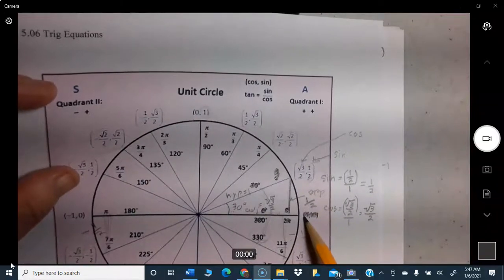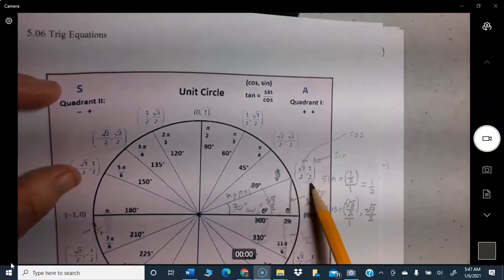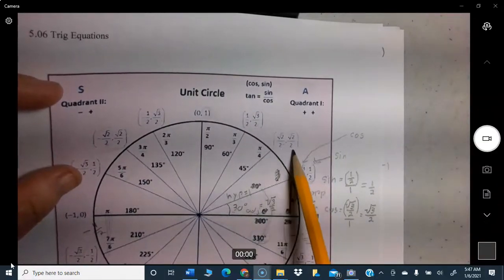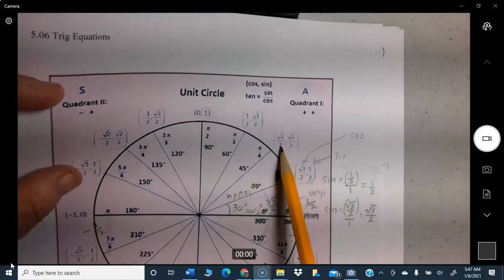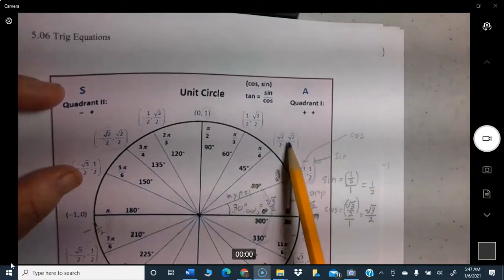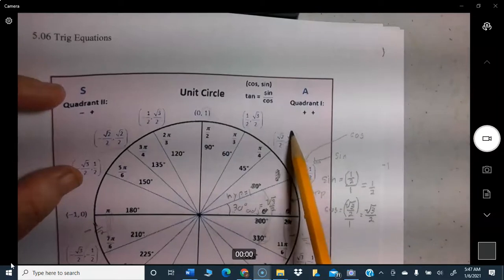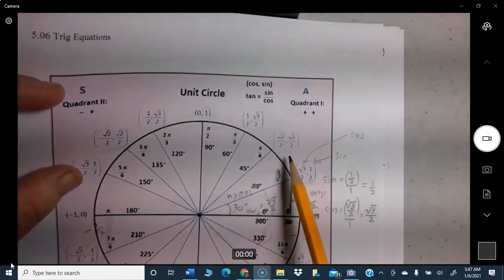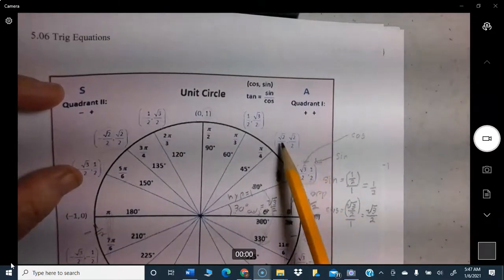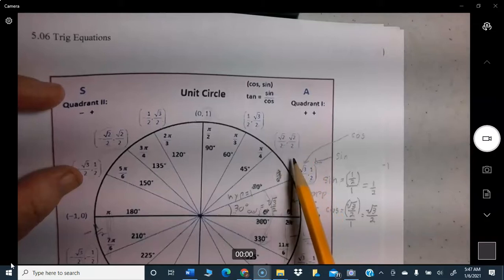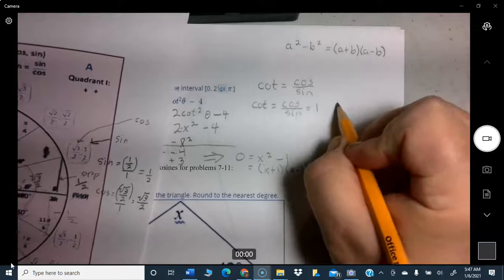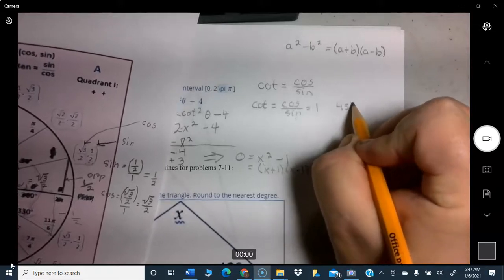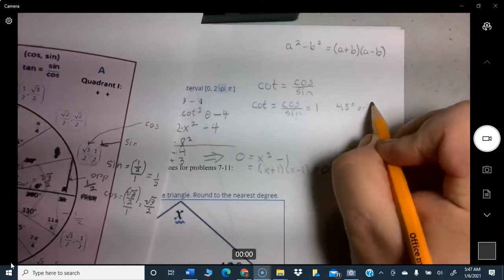So let's do that here. Start here, let's start moving around. Nope, they're not the same there. Aha, but at 45 degrees, square root of 2 over 2, square root of 2 over 2. So if you put this number over this number, it equals 1. Okay, cosine over sine equals 1. So 45 degrees is one of our answers. Or you can write that as pi over 4.